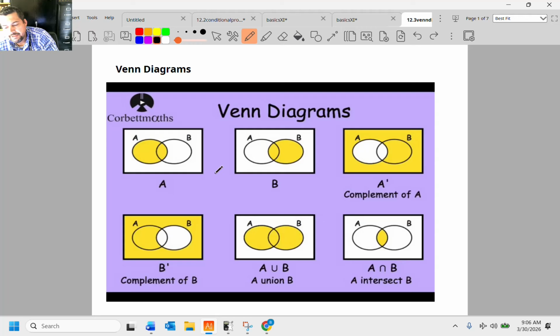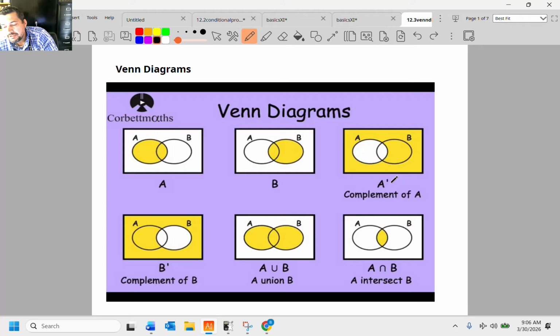So this is 12.3, and I don't know how often we'll refer to these Venn diagrams, but we may or may not. We'll see. But this is how you use them. The probability of event A is everything, including the overlap. The probability of event B is everything in B, including the overlap.